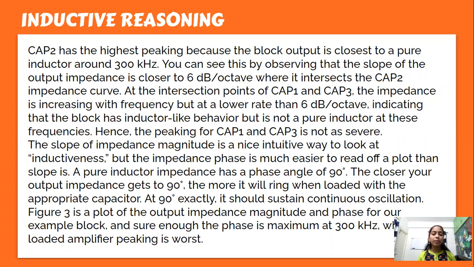CAP2 has the highest peaking because the block output is closest to a pure inductor around 300 kilohertz, which you can see by observing that the slope of the output impedance is closer to 6 decibels per octave where it intersects the CAP2 impedance curve. At the intersection points of CAP1 and CAP3, the impedance is increasing with frequency, but at a lower rate than 6 decibels per octave, indicating that the block has inductor-like behavior but is not a pure inductor at these frequencies.